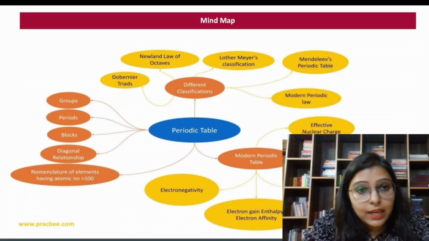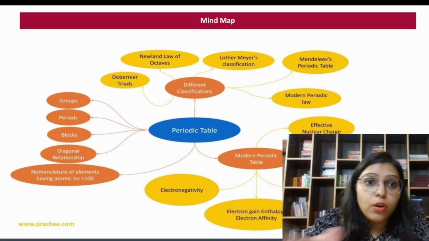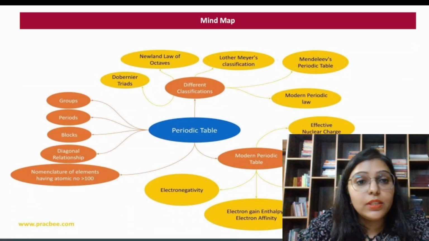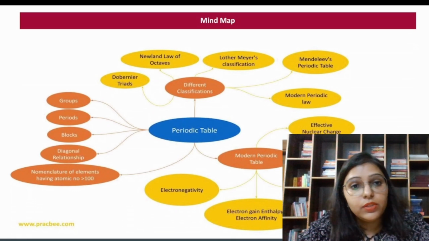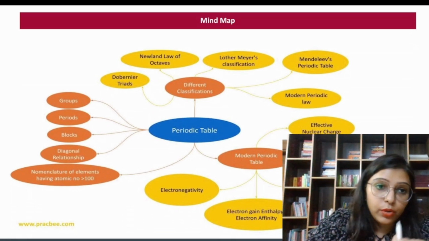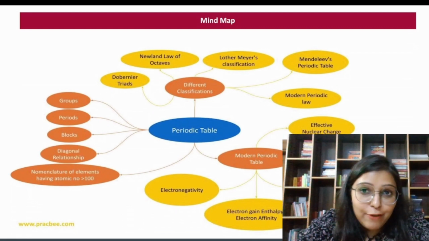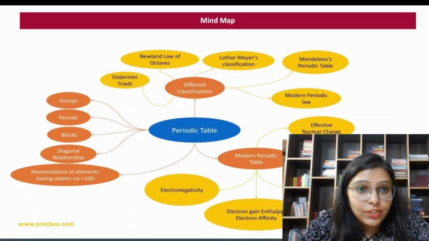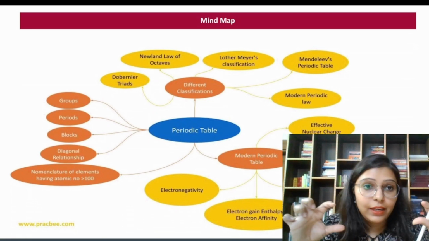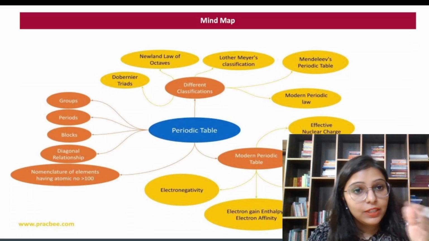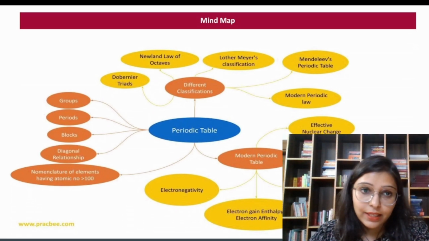Then we have D block elements. D block elements are also known as transition elements, where the last electron enters into the D subshell, and the D block is from the third group to the 12th group. Then we have the last block, the F block. F block elements are also known as inner transition elements. They belong to group 3 and are placed separately below the periodic table. F block elements are further divided into lanthanides and actinides.